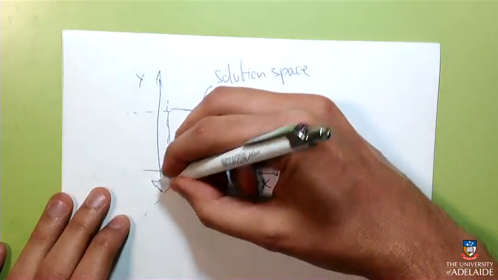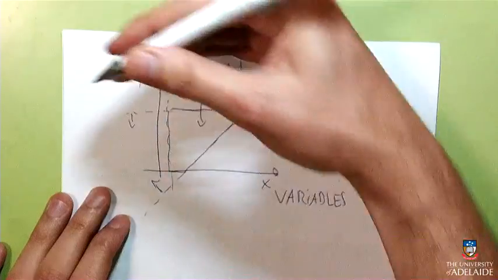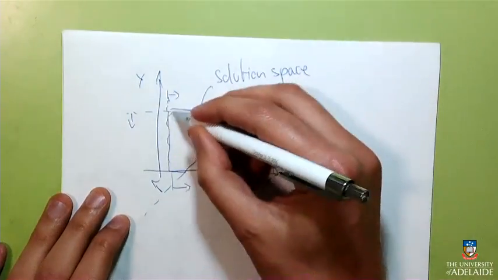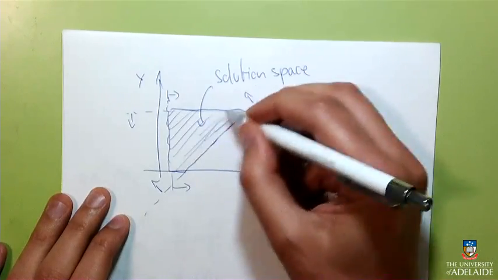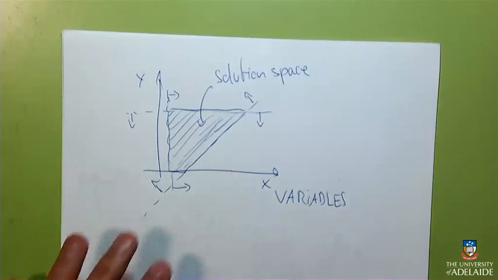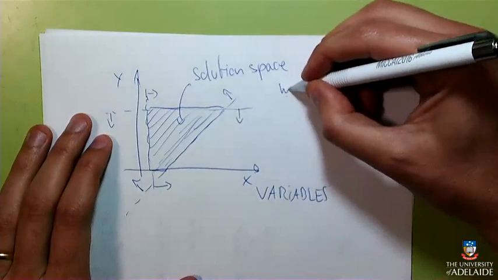So, these constraints are like this. I want only points on this side, only points on that side of the line, and only points on this side of the line. So I have 3 constraints, which means all the points here can be a solution for your problem.